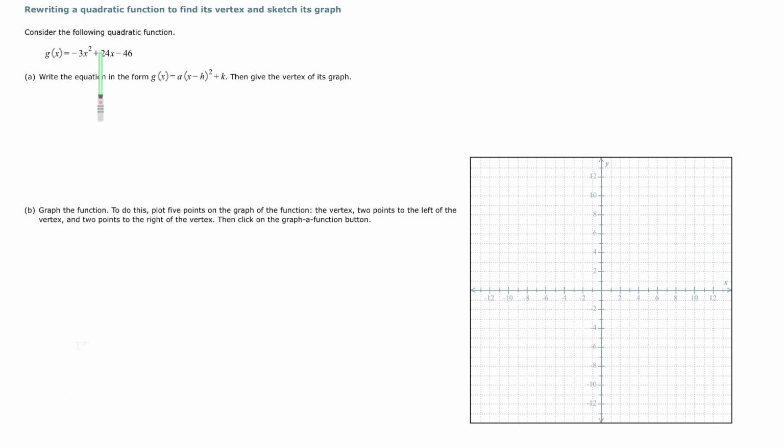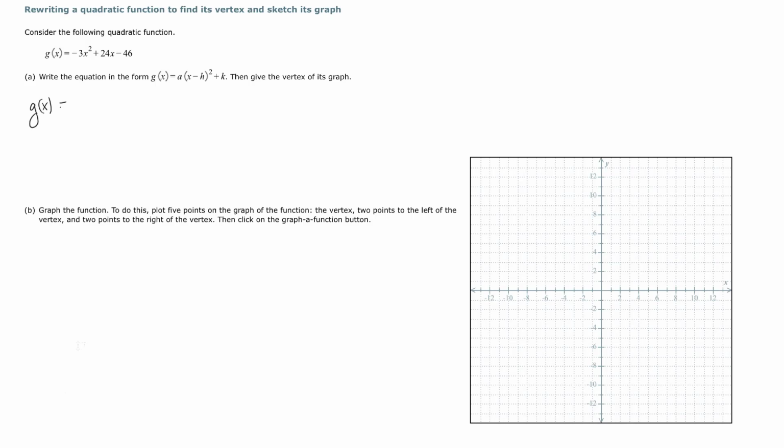Let's consider the following quadratic function, g of x. Write the equation in the form g of x is equal to a times the quantity x minus h squared plus k. Then give the vertex of its graph. In order to do that, we need to complete the square.